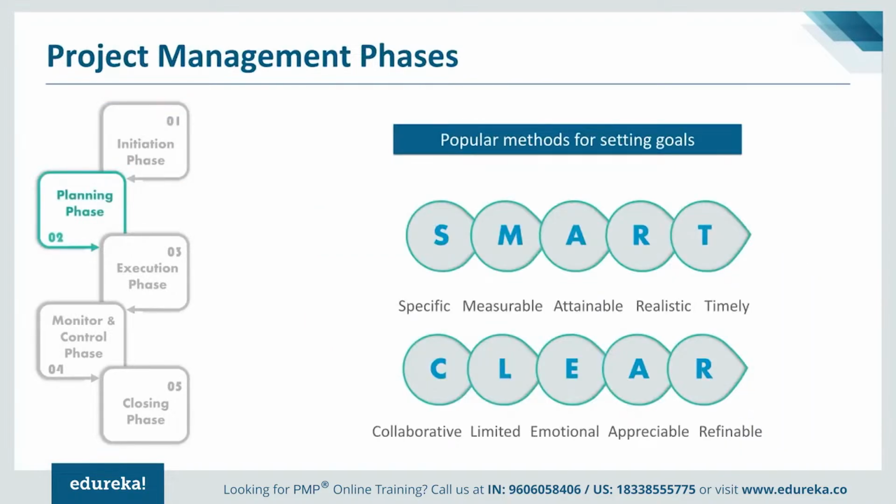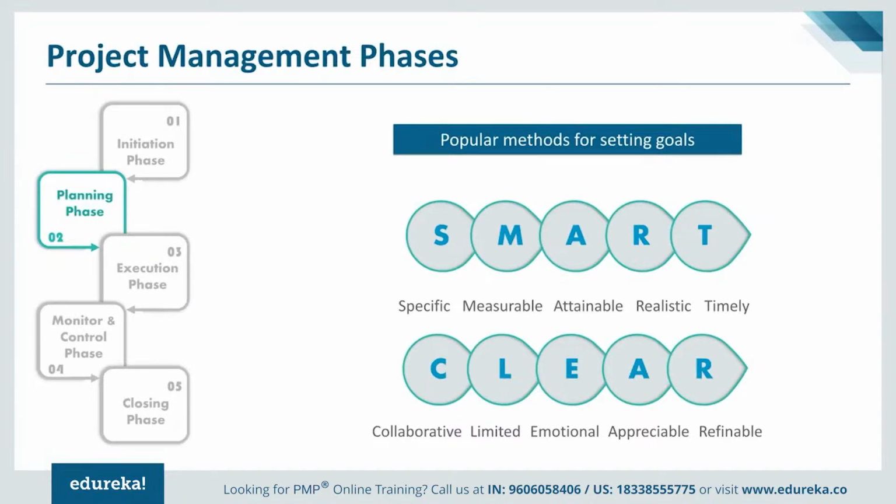Now, as a part of the initiation phase, what's also important is to have a proper goal. What is my goal ultimately? There are several ways through which we write a goal, and we always say that goal should be smart. Not only should it be smart, but it should also be clear. Many of you may have already heard about SMART goals. It should be specific, measurable, attainable or achievable, realistic, and time bound, or timely.